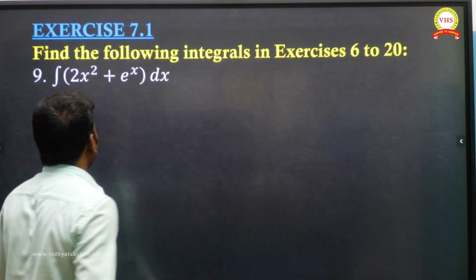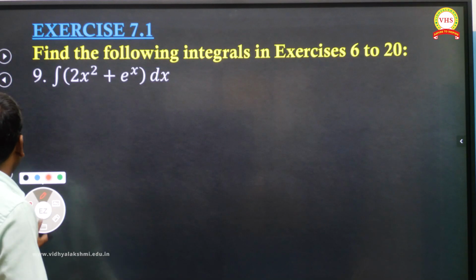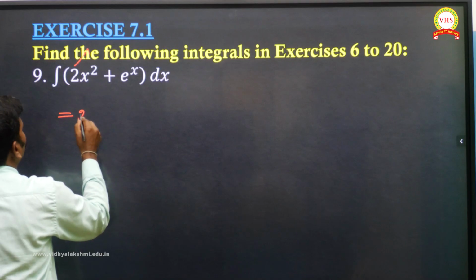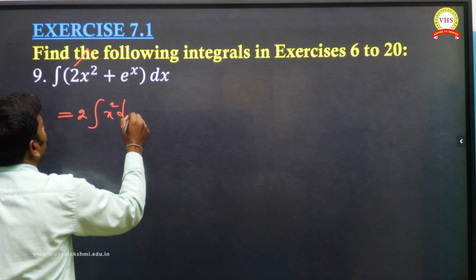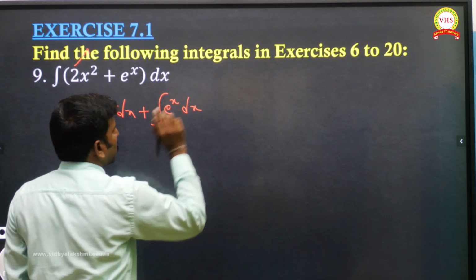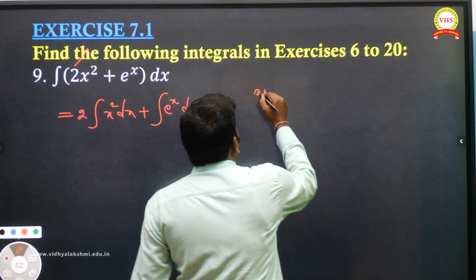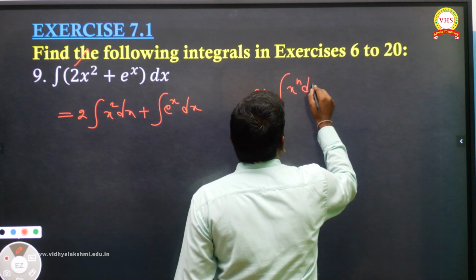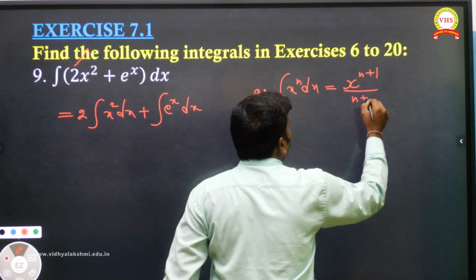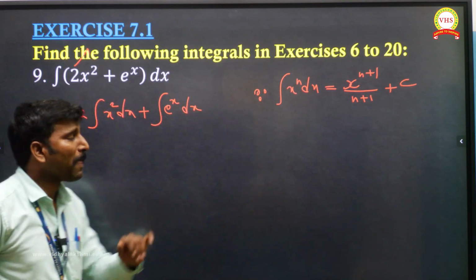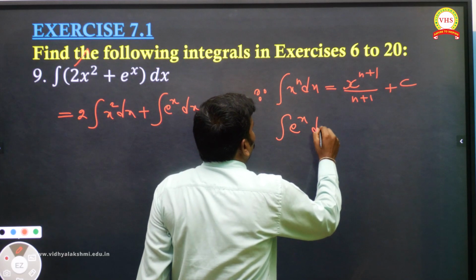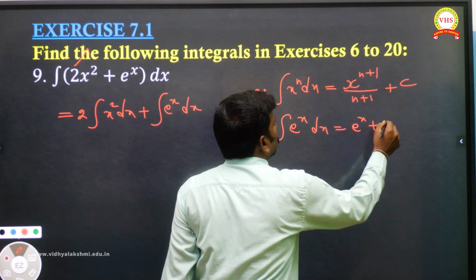And question number 9. 9 also is a direct question. We'll see here. The constant you can take outside. So 2 let it be outside. X square into dx plus an exponential function they give, e power x into dx. This is also a direct formula. What is that? Integral x power n equal to x power n plus 1 divided by n plus 1 plus c. First one. And second one, e power x is given. E power x direct formula we have, that is e power x plus c.